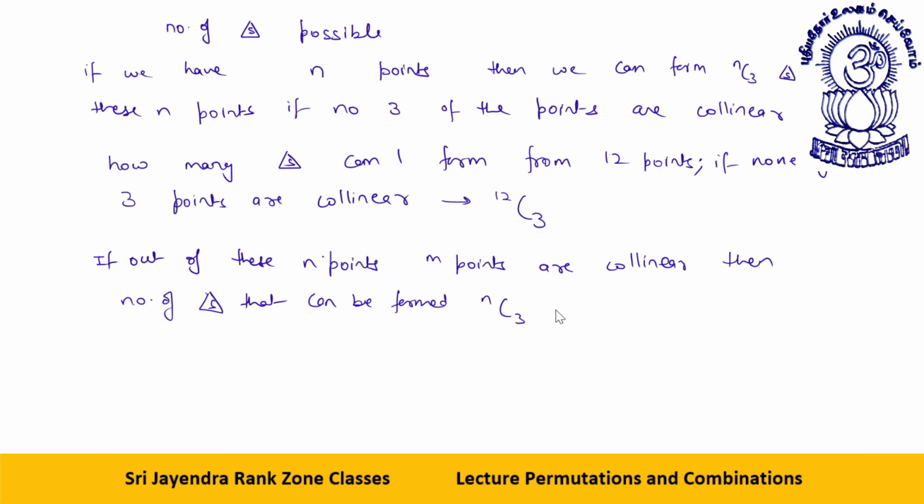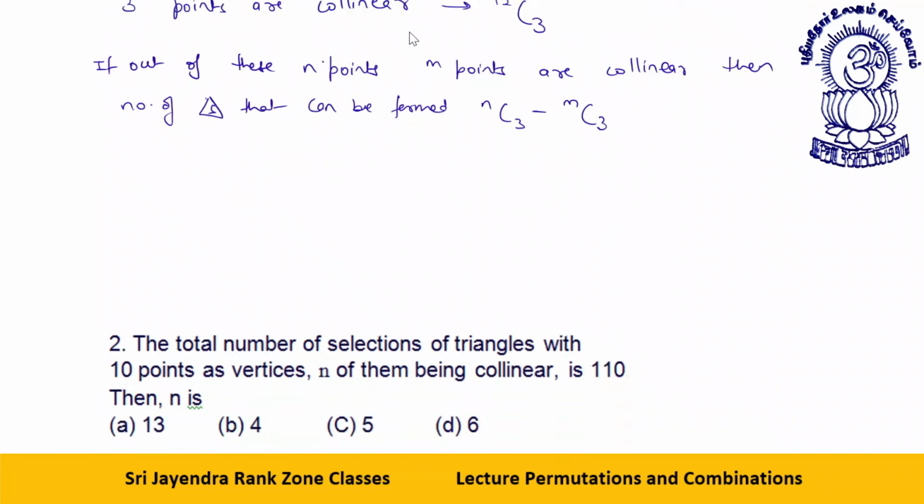But if m points are collinear, then those m points, had they not been collinear, would have formed mC3 triangles. But now they cannot form even a single triangle. So this is nC3 minus mC3. This is your concept. Okay, nC3 minus mC3.